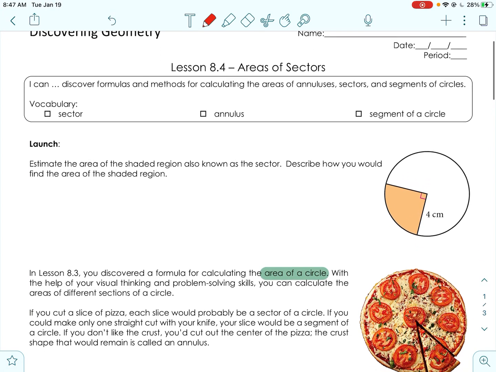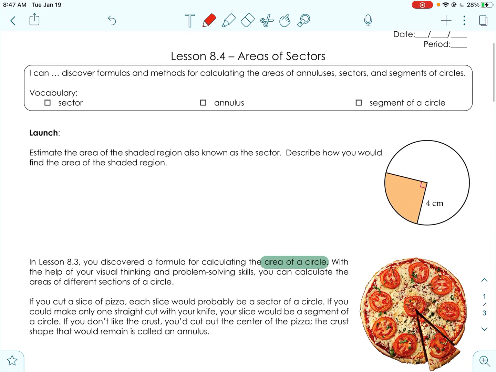In this lesson, we're going to talk about the areas of sectors inside of a circle. So in the previous lessons, we've talked about how to find the area of the whole circle. Now we're going to talk about how to find the area of pieces of a circle or different parts of the circle. So before we get started on the new notes, go ahead and complete the warm-up.